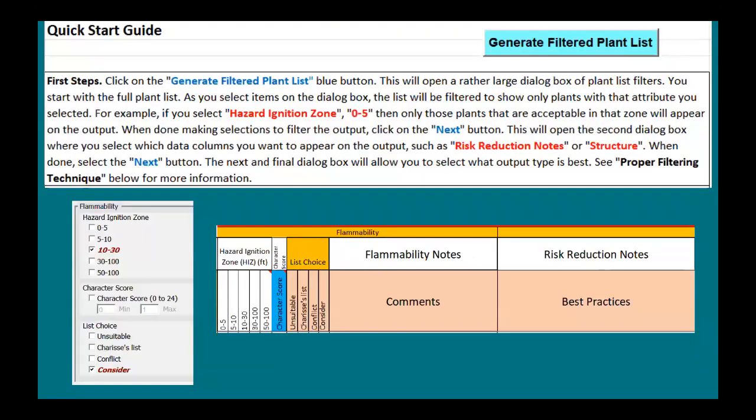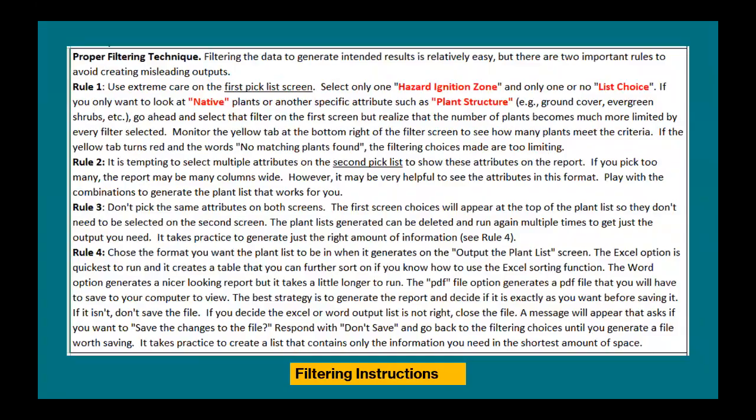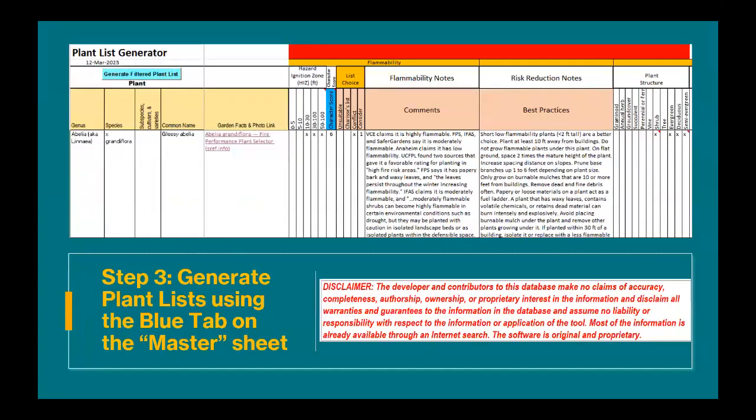I'm going to go back here. You can see on the quick start guide, the second one, it also has a blue button called Generate Filtered Plant List. You can run it from there, but I just live on the master because this is where you can also look for individual plants and see more details than you can get in the list. And when I get onto the database, I will show you how much more information is available on every plant.